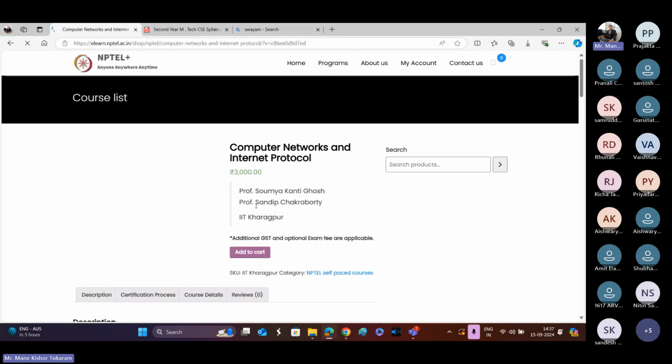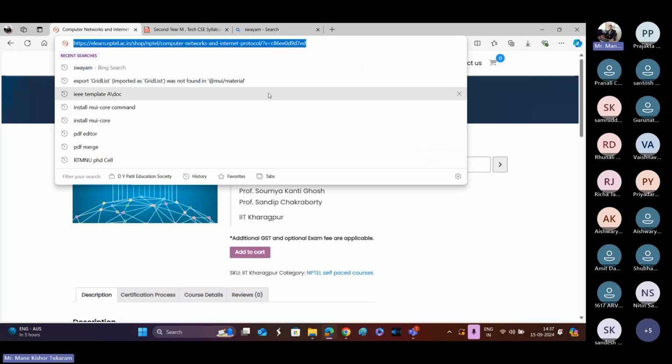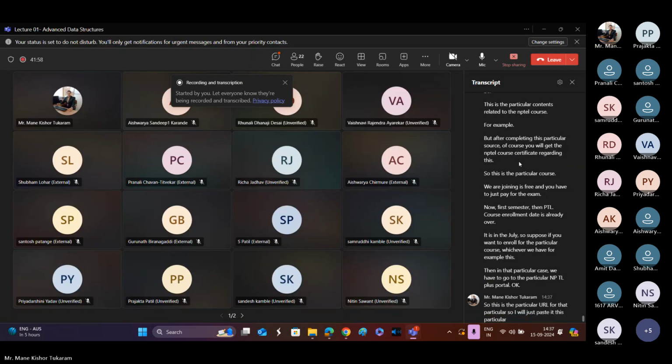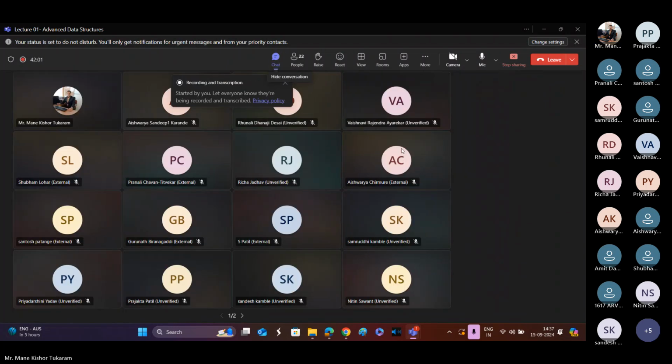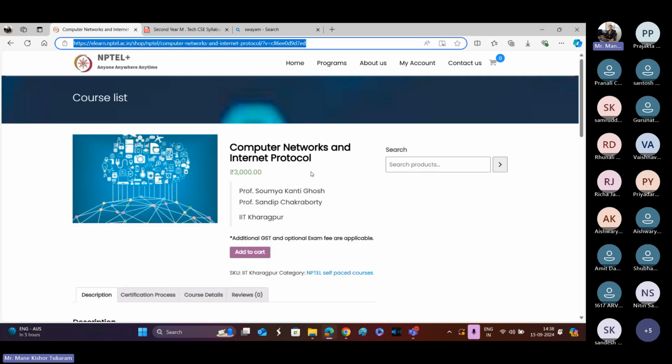So suppose you want to enroll for a particular course, for example this one. In that case, we have to go to the NPTEL Plus portal. Okay, so this is the URL for that. I will just paste this URL inside the chatbot. From this URL, you have to pay the enrollment fee of 3,000 rupees. After that, you have to complete all the modules and enroll for the proctored exam.